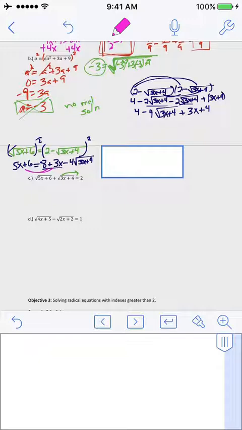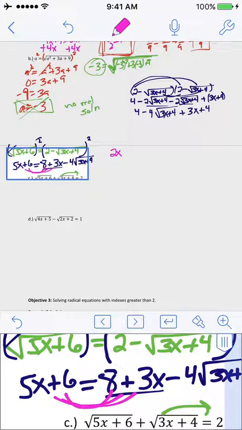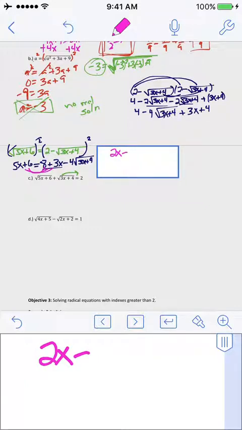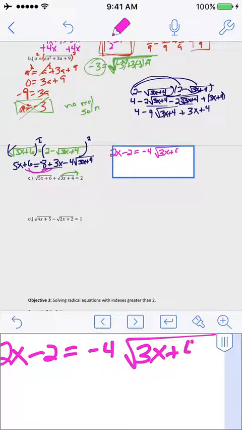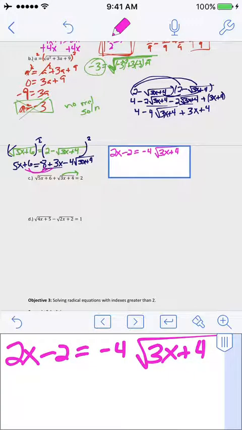So minus a 3x from a 5x gives us a 2x. Minus an 8 from a 6 gives us a negative 2. And now we're just left with negative 4 root 3x plus 4 on the other side. Okay, so we got rid of the first one, we reduced it back. So now we only have one radical left.